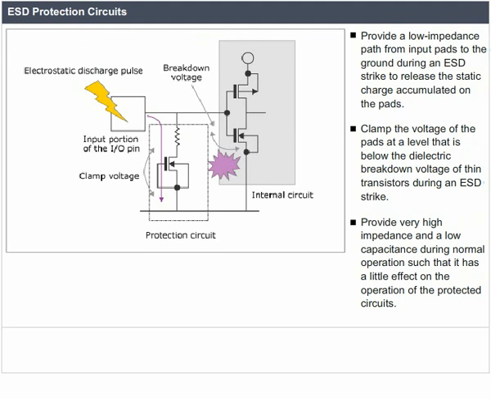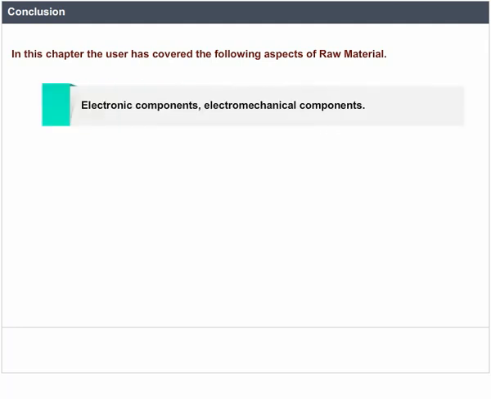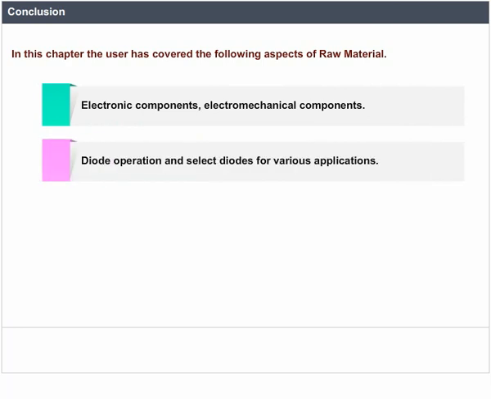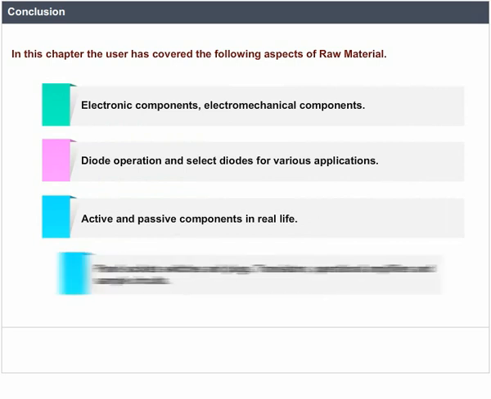Conclusion. In this chapter, the user has covered the following aspects of raw material: electronic components, electromechanical components, diode operation and selecting diodes for various applications, active and passive components in real life, panel sockets, switches and plugs, transistors, operational amplifiers, and sampled circuits.